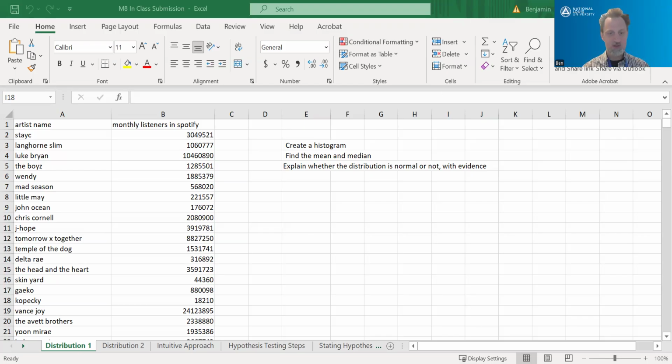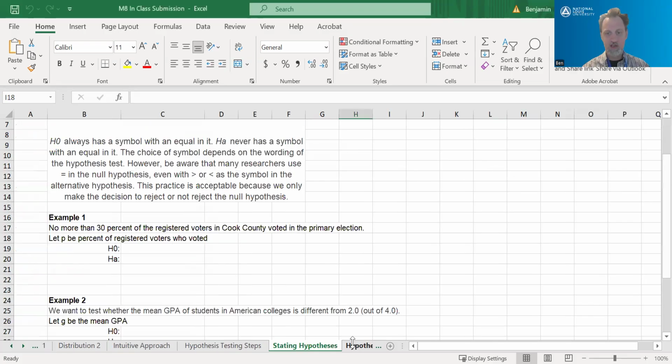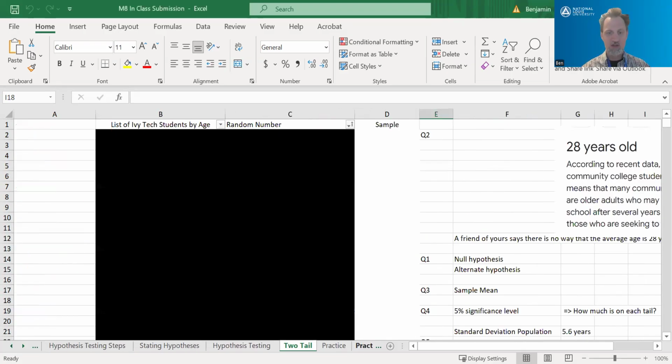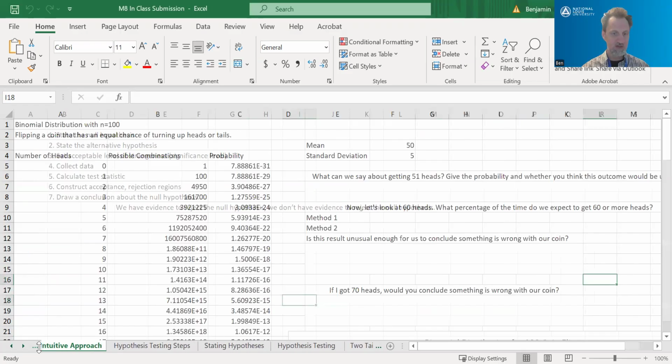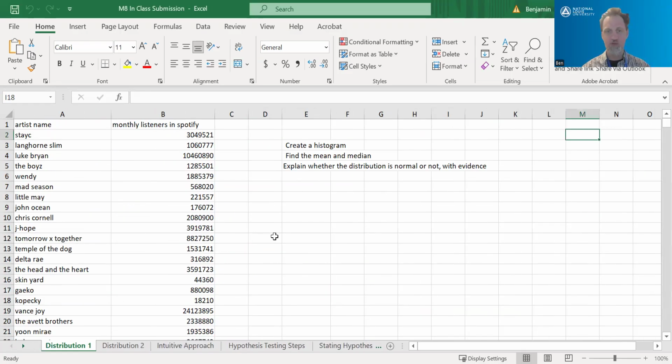You can see I've got 1, 2, 3, 4, 5, 6, 7, 8, 9 sheets. So fairly significant assignment. Break it up over multiple days. Give yourself time. The first two sheets are really revisiting things that we've already done. So create a histogram, find the mean and median, explain whether the distribution is normal or not with evidence.